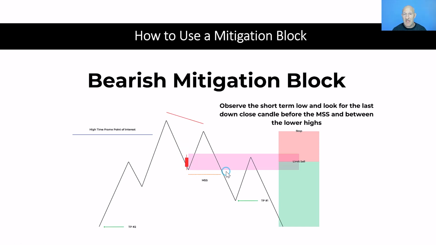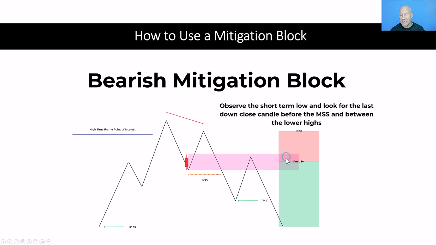And so what we do now with that down close candle is we create a box from the low to the high and we just stretch that out. Now what we're going to be looking for is for price to trade back up into that area and then trade lower. So we're going to be looking at taking a short trade somewhere inside that zone.